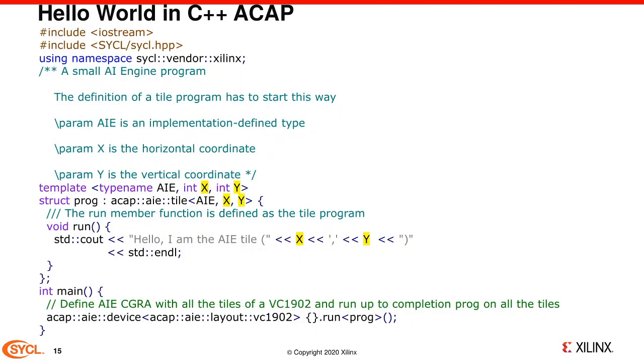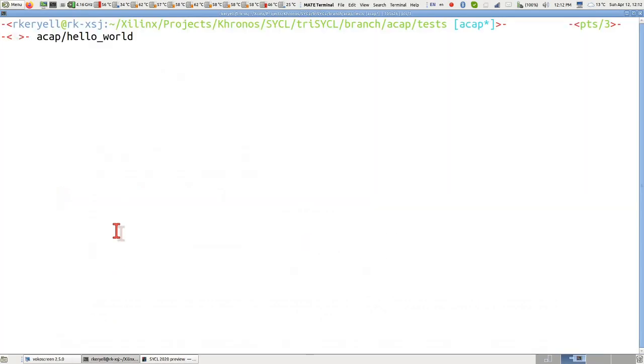So how to program this? The idea is to use SYCL-like devices and template them by some layout. For example, here for our VC1902 chip, that will express the X and Y geometry and things like that. And so you can run, for example, some programs, and this program is, as I said, a tile templated by XY. And here in our Hello World program, we just want to express our X and Y coordinates. So we can probably run this like that.